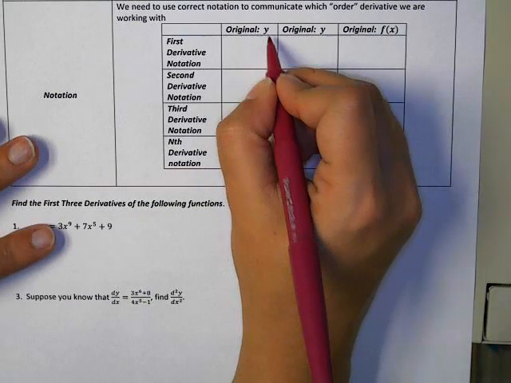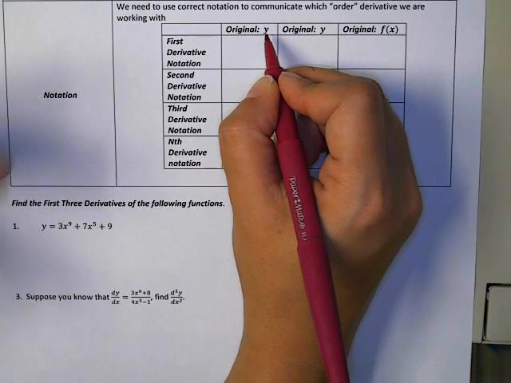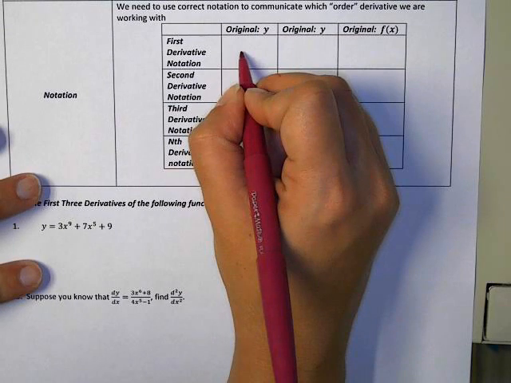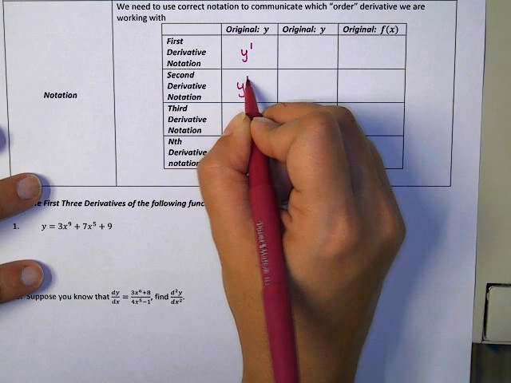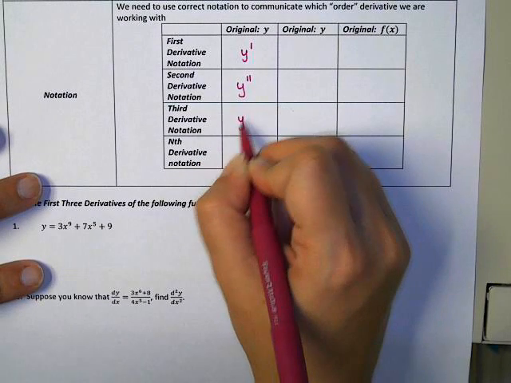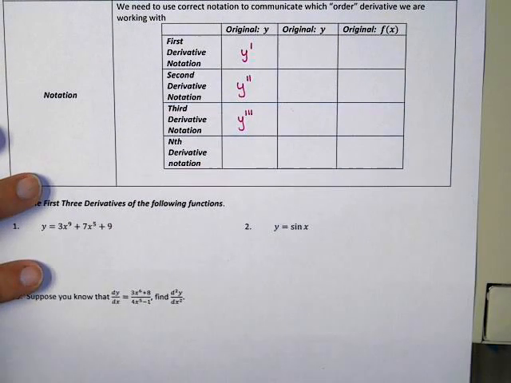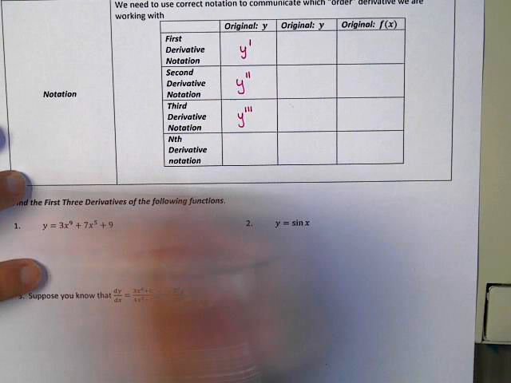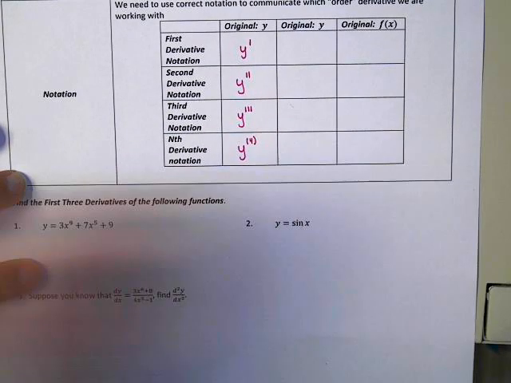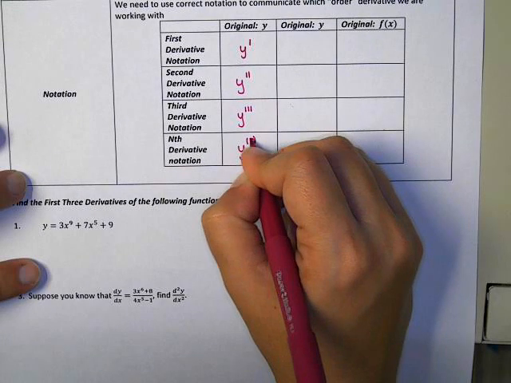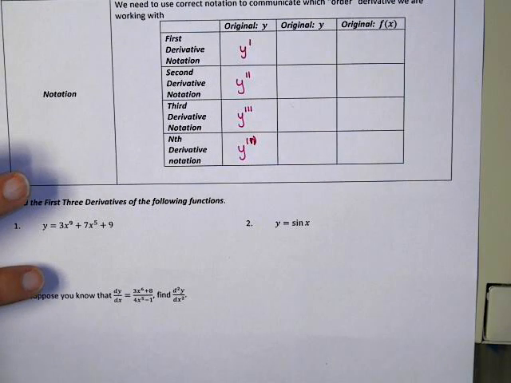If the original equation starts with a y, like y equals, then for the first derivative you would write y prime. For the second derivative you could do y double prime. The third derivative, you would do y triple prime. And then anything beyond that, we usually just put a little number. Whatever the number is, we put it in parentheses. So y to the n in parentheses, the nth derivative.